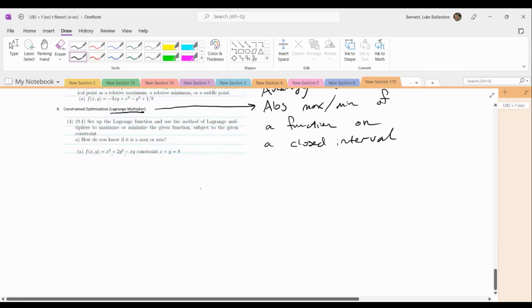Well, it's subject to a line. So let me think about this. Let me put a question mark right here because I'm not sure if I can actually make that one. But okay, here's what we got going on. We have f of x, y being this. This is actually just a paraboloid, a parabola as a surface. And then what is this? X plus y equals 8. This is a line.